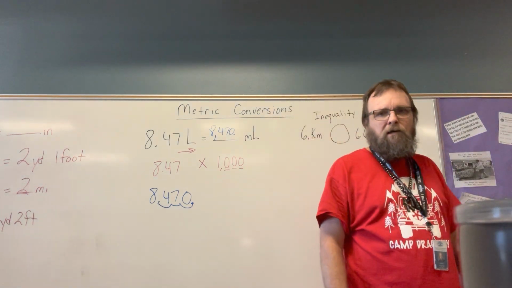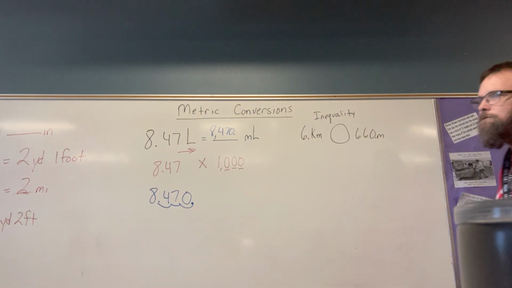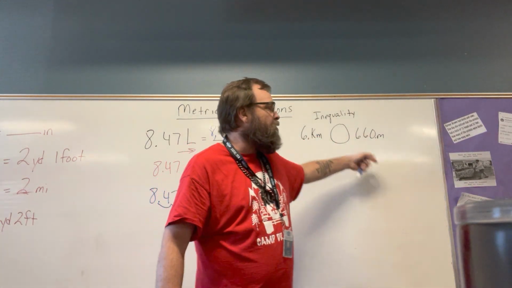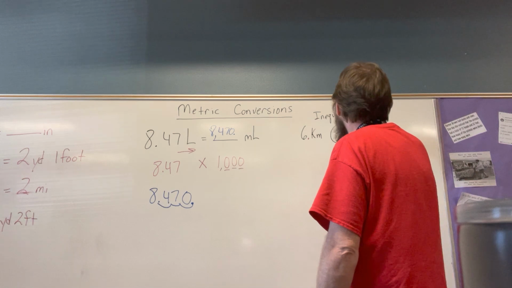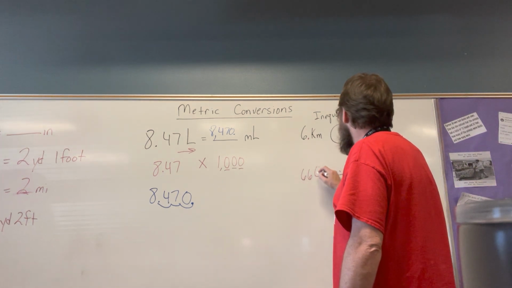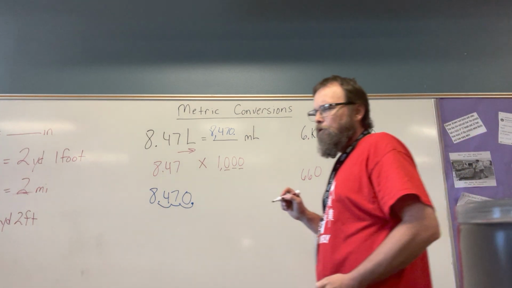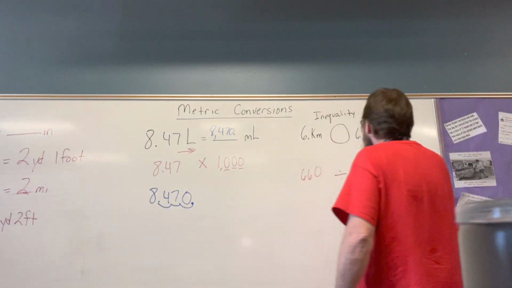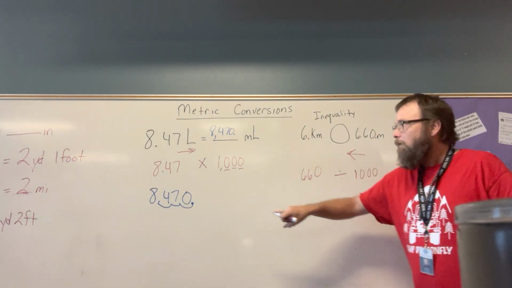Now I have to decide: do I want to change kilometers to meters or meters to kilometers? Usually it's easier to multiply, but we're going to do the division. We're going to change meters to kilometers, so we divide 660 meters by the number of meters in 1 kilometer, which is 1,000. So this time we're dividing by 1,000, which means my decimal point is going to the left. We divide left. We multiply right.